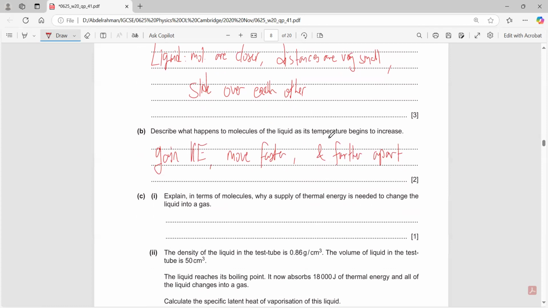Explain in terms of molecules why a supply of thermal energy is needed to change the liquid into a gas. In terms of molecules, why do you need to supply energy? Because initially there are intermolecular forces between the molecules. You need to overcome these forces. How can you overcome these forces? By supplying energy. You need energy to overcome the forces.